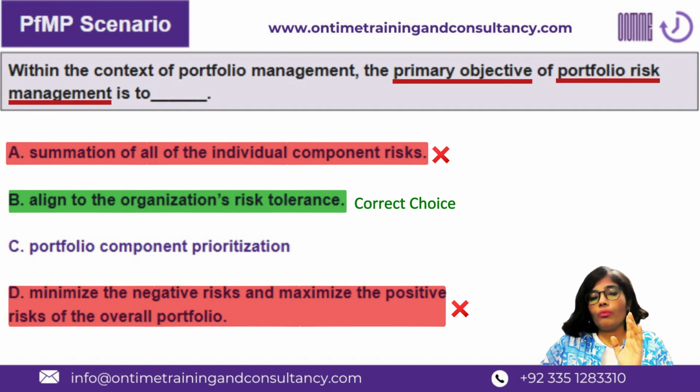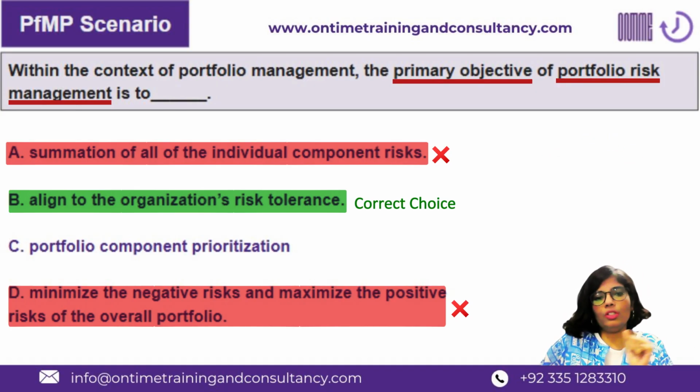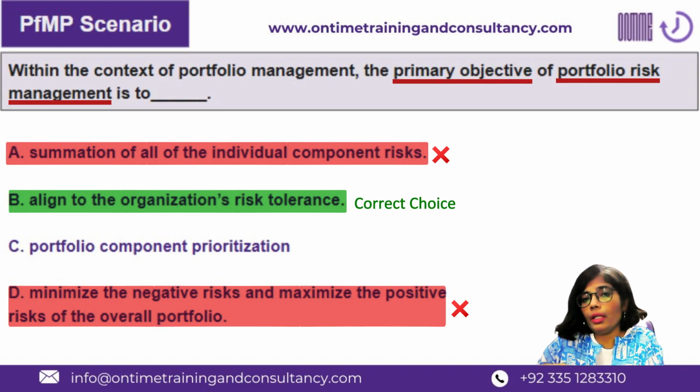So the other way of saying it is, the primary objective of portfolio risk management is to balance out the risk for that portfolio in alignment to the organizational risk. So yes, why option D is wrong is exactly why option B is correct.